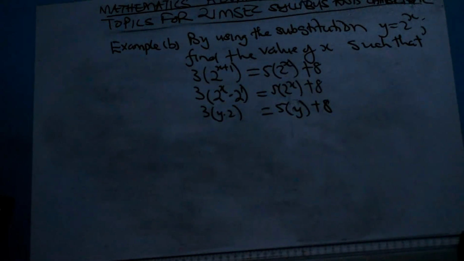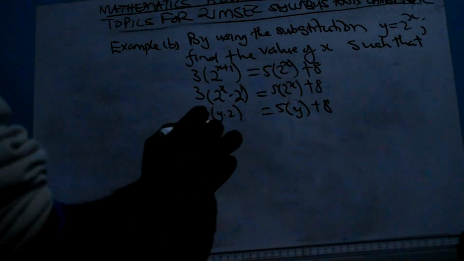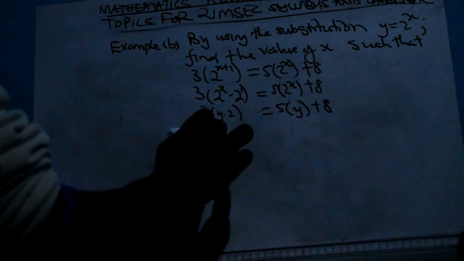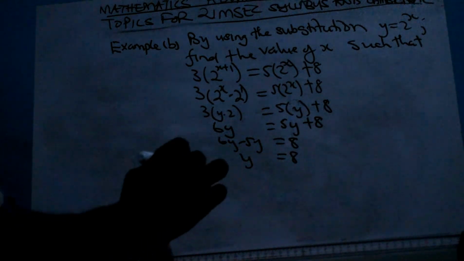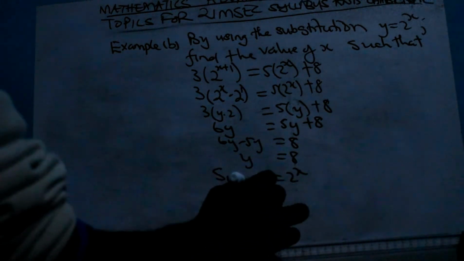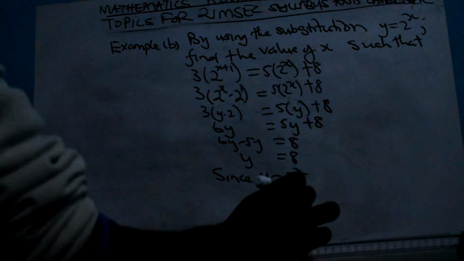Now the equation has the same variable y. So 3 times 2y gives 6y equals 5y plus 8. We collect like terms: 6y minus 5y equals 8. So your y becomes 8. But the question says find the value of x, not the value of y. So we go back to our substitution, where y equals 2 to the power x. For y we substitute 8, so 8 equals 2 to the power x.